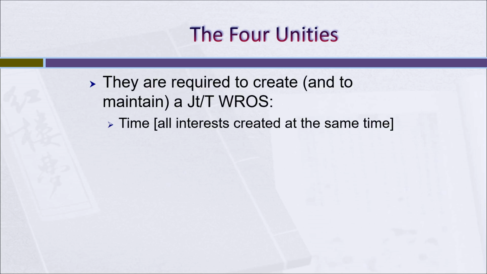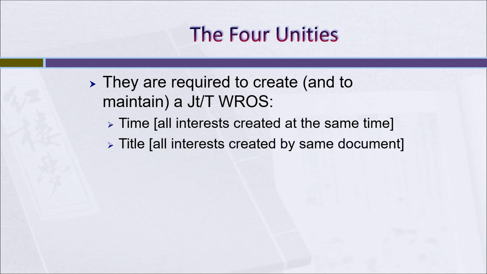Well, the first one is the unity of time. It says that all of the interests in a joint tenancy have to be created at the same time. The second is unity of title, and it means that all of the interests in a joint tenancy have to be created by the same document, the same deed, or the same will. The third unity is unity of interest, and that means that in a joint tenancy with right of survivorship, all of the parties have equal shares. They have to have equal shares. They can't be made unequal.